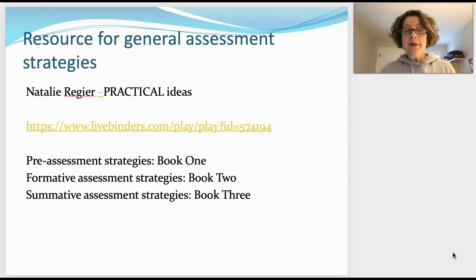I really like Natalie Regier's. This is part of your reading for this week. So if you haven't looked at the links that I sent you in the reading list, this is just a different way to get there. But this one also will give you book 1, 2, and 3 access. So you can go either way, through the reading list or through this particular link. Again, she has some really practical lists of pre-assessment, formative assessment, and summative assessment strategies. So I definitely would have a look through these. These are not necessarily just ELA assessment strategies, but they're definitely ones that you can use across any curricular subject.